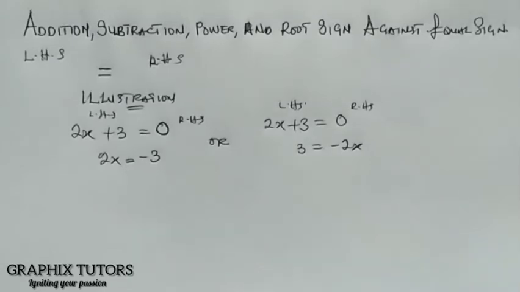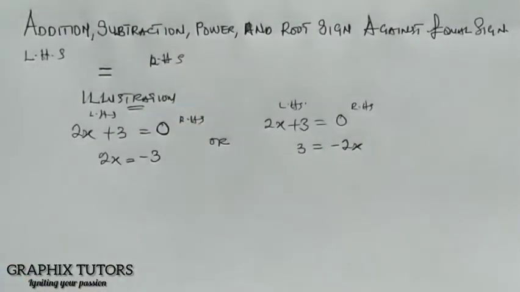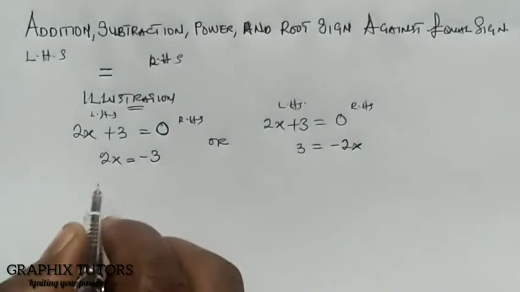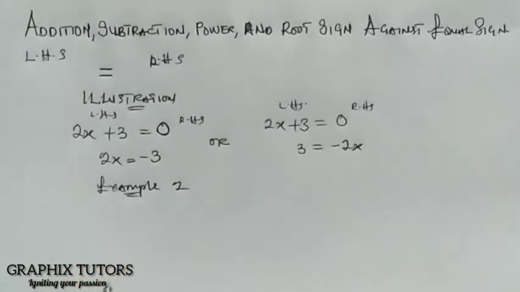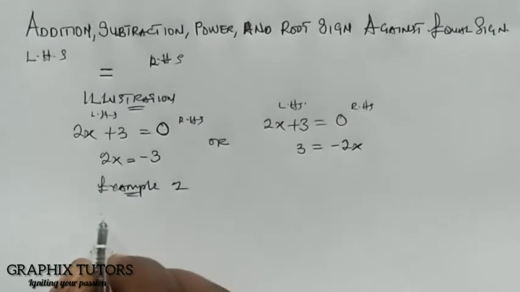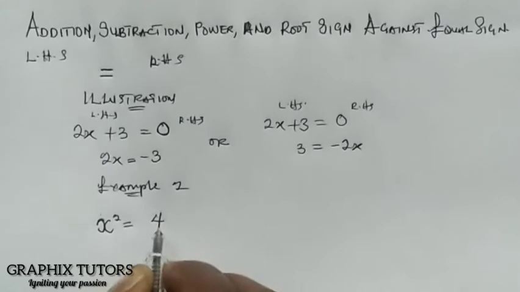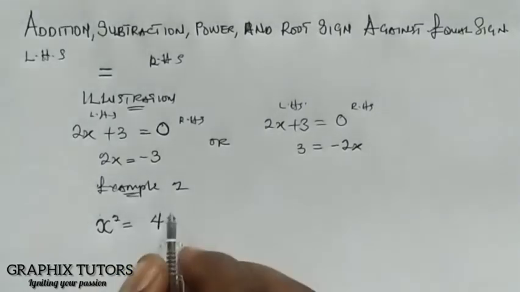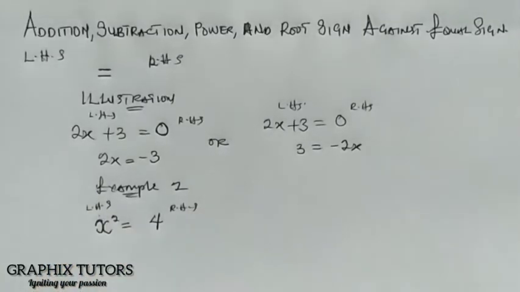Now, in terms of power, I want to see what will happen. We know very well. Example 2. We know very well that if I have x squared is equal to 4, right? This is my right hand side. This is my left hand side.